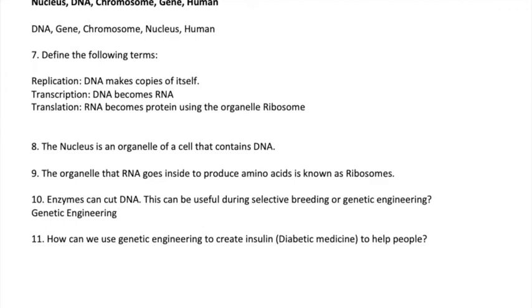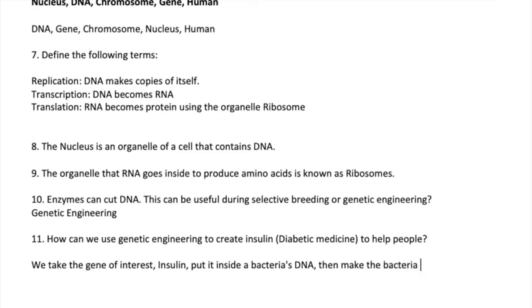And then lastly, how can we use genetic engineering to create insulin, diabetic medicine to help people? Well, what can we say? We take the gene of interest, insulin, put it inside a bacteria's DNA, which is known as a plasmid, but on the regents I never see the word plasmid. Then make the bacteria reproduce. This will create copies of insulin for humans. There. So I just went over all the answers to this question.